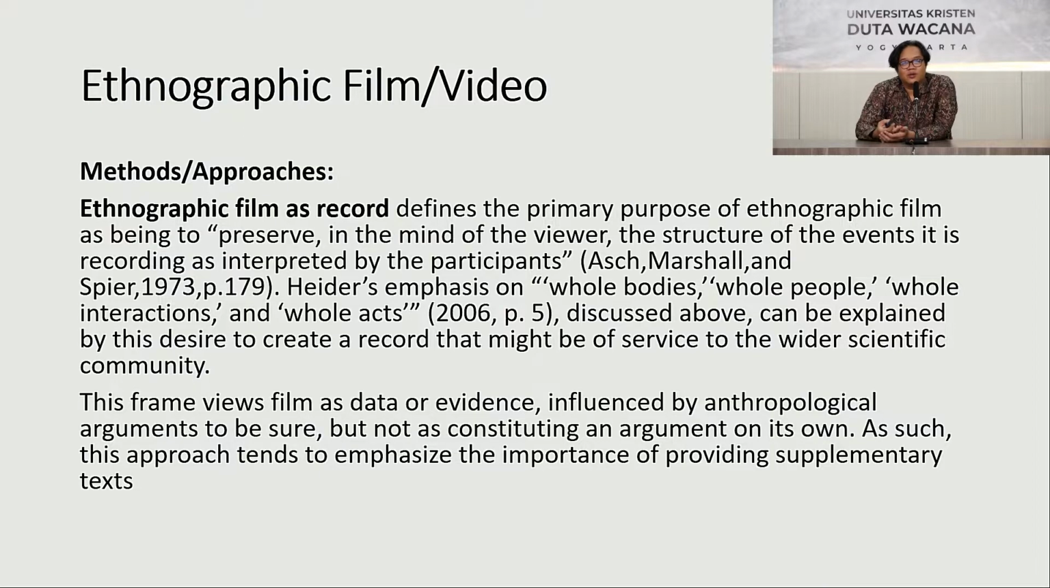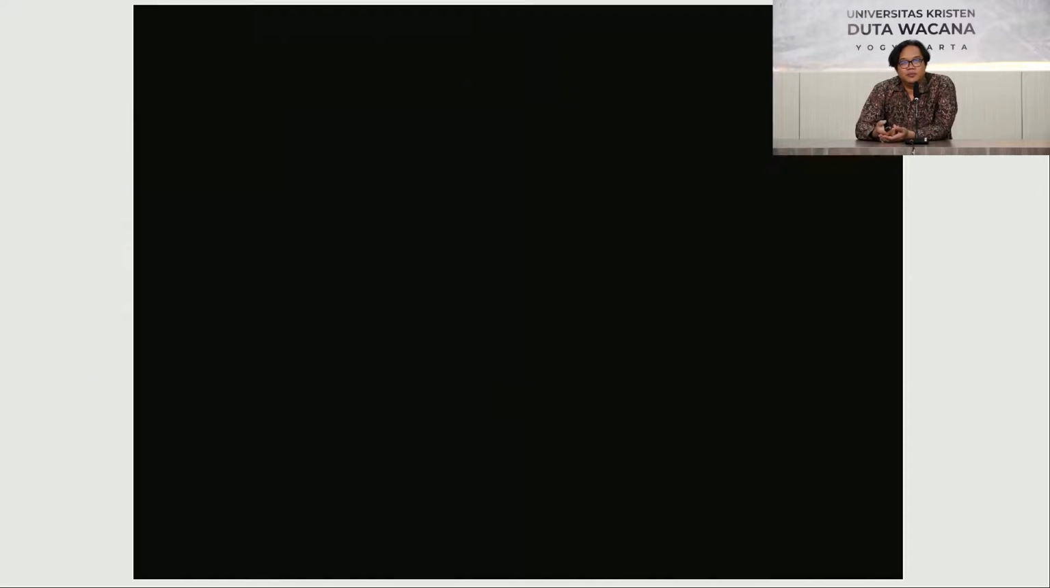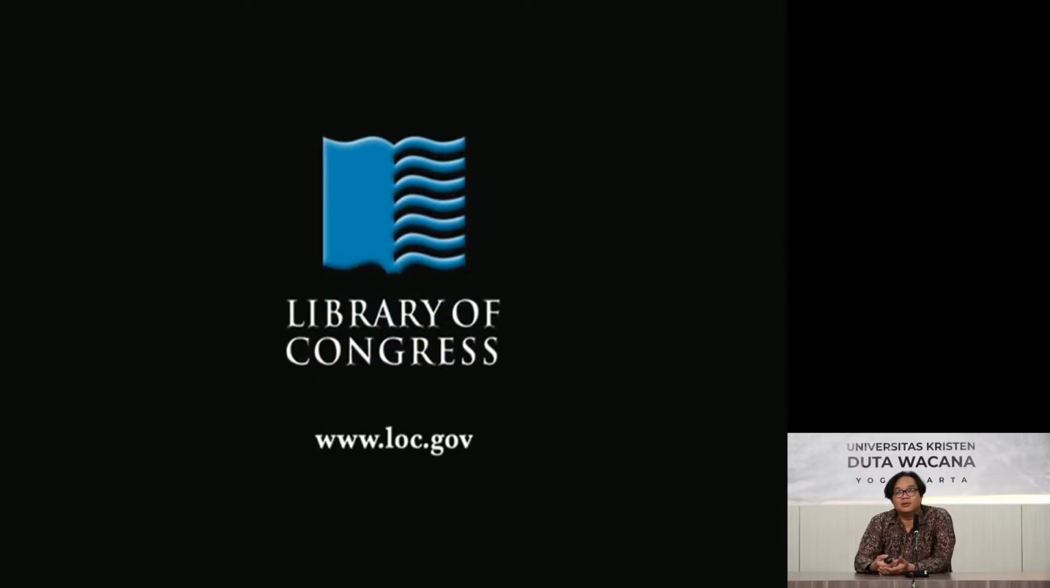This frame of ethnographic film as a record uses film as data or evidence. And it's influenced by anthropological argument to be sure, but not as constituting an argument of its own. As such, this approach tends to emphasize the importance of providing supplementary text. This is an example of how film or video is using this method of film as a record. From the Library of Congress in Washington, D.C.